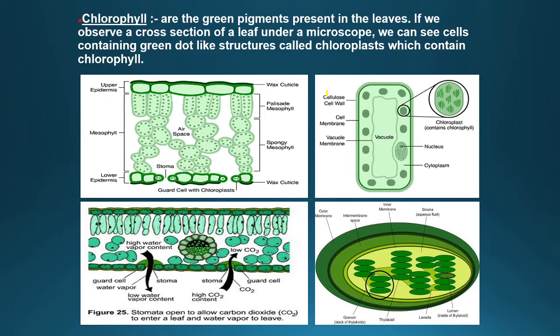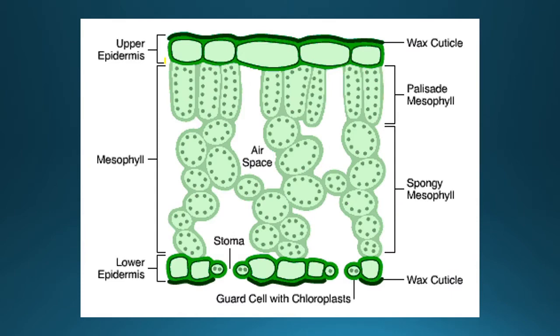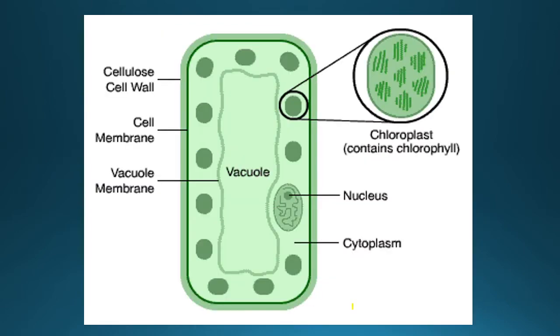Then, as we all know, this is chlorophyll. These are the green pigments present in the leaves of the plant. As we can observe in the cross section of the leaf under a microscope, we can see the cells containing green dot-like structures called chloroplasts. Chloroplast is a part of a cell, you might have learned in ninth standard, which contains chlorophyll. This is the image and the diagram for the chloroplast, the guard cell with the chloroplasts.